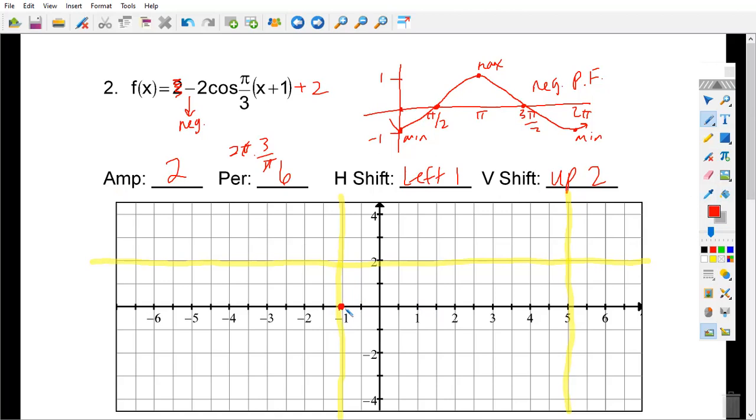Okay? And it's going to be the same how I end, right? Because I also have a min here, and that's going to put me at 5, 0. Yes? In the middle, I have a max. So halfway between these two, I have to have a max. So 1, 2, 3, 4, 5, 6. And my max value is 2.